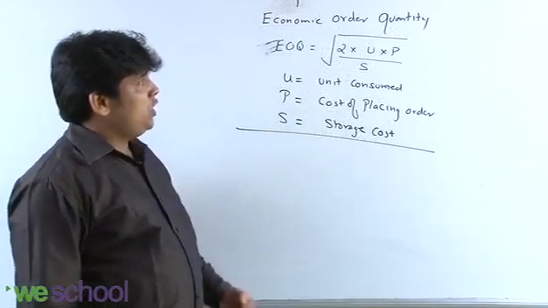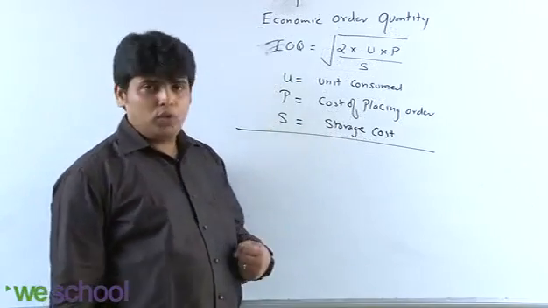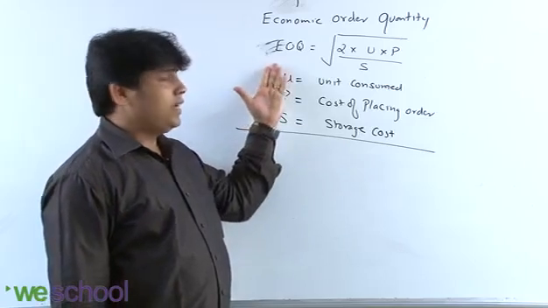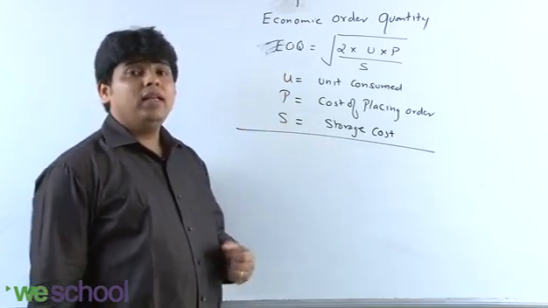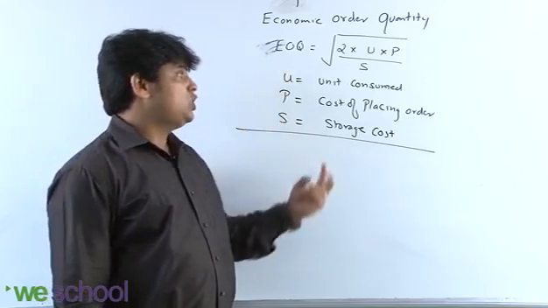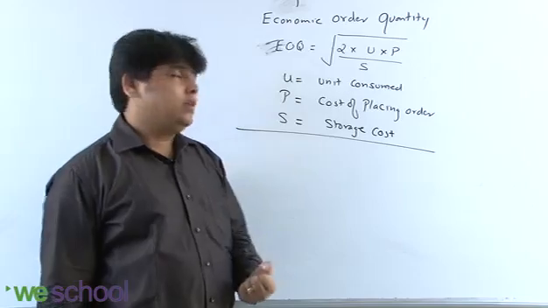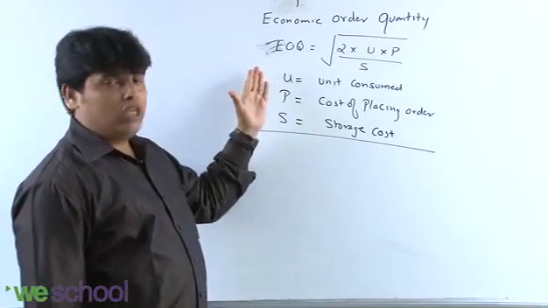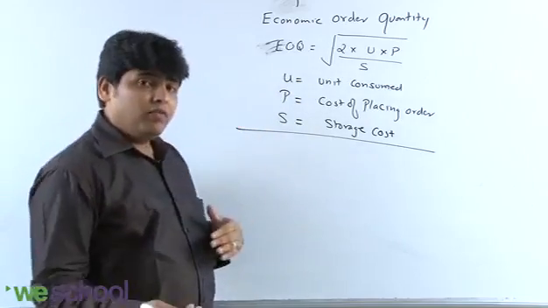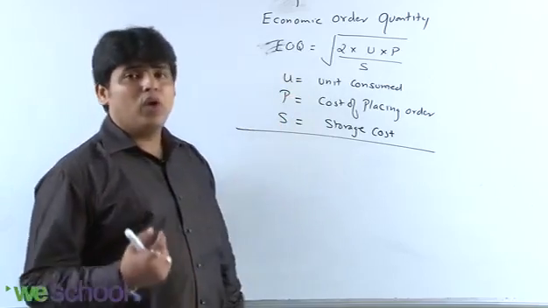Now let us solve the problem regarding EOQ. EOQ is a technique through which we can calculate that quantity in which your ordering cost and storage cost will be at a minimum level. So this is a formula for EOQ. So now with the help of this formula we'll solve one problem.